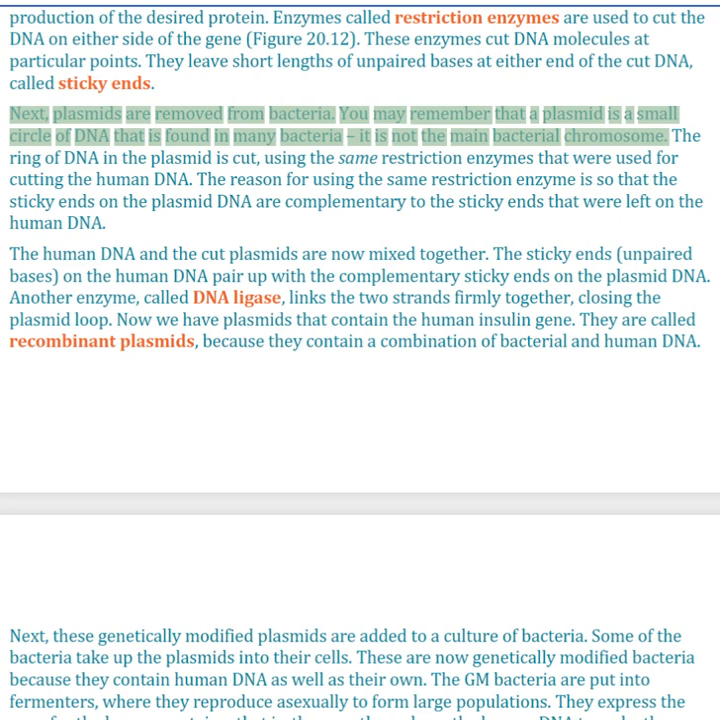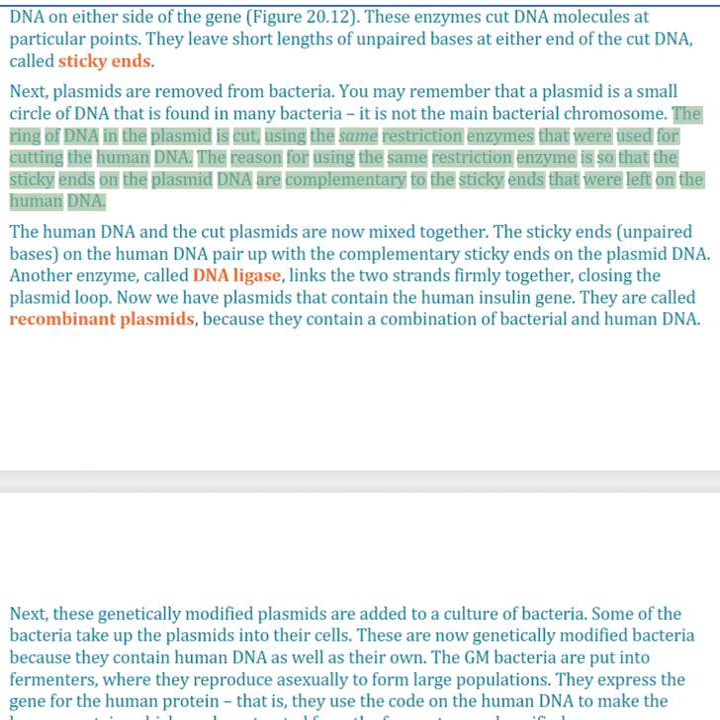Next, plasmids are removed from bacteria. You may remember that a plasmid is a small circle of DNA that is found in many bacteria. It is not the main bacterial chromosome. The ring of DNA in the plasmid is cut using the same restriction enzymes that were used for cutting the human DNA. The reason for using the same restriction enzyme is so that the sticky ends on the plasmid DNA are complementary to the sticky ends that were left on the human DNA.